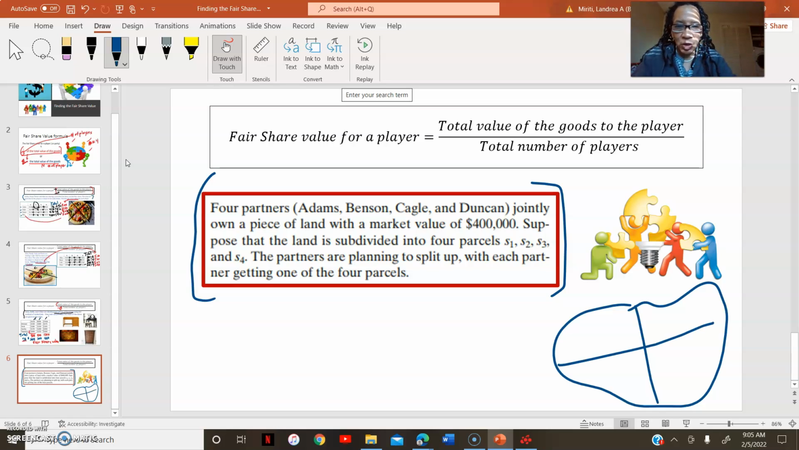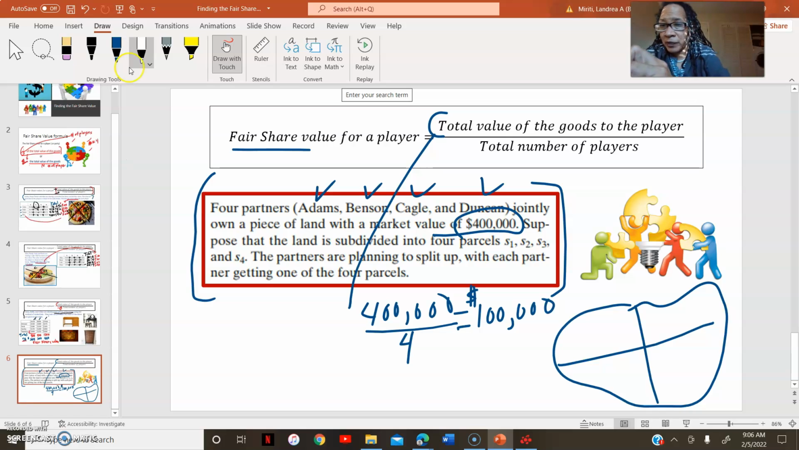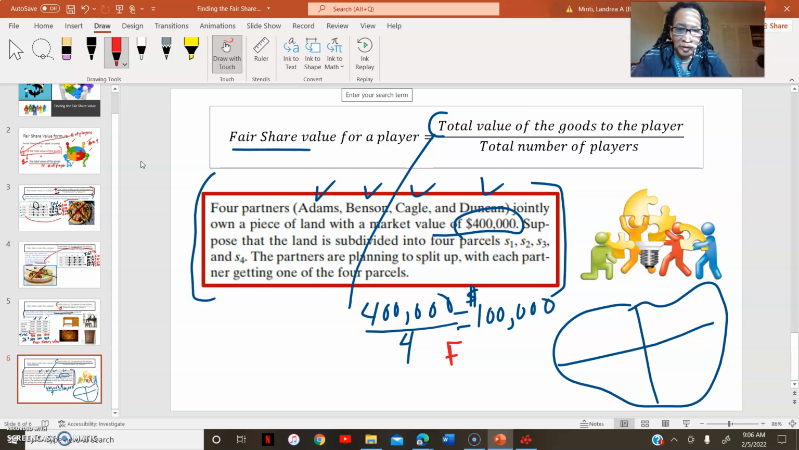We know that the total value of the land is $400,000. So that's all we need to find the fair share value. What's the total value? The total value is $400,000. How many people are sharing? 1, 2, 3, 4. Divide by 4. That means that the fair share value for each player here, again, ends up being the same number. It happens to be $100,000 is the fair share value. So that's the fair share value.